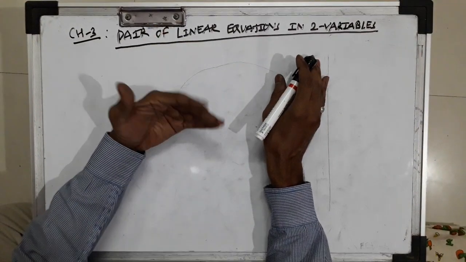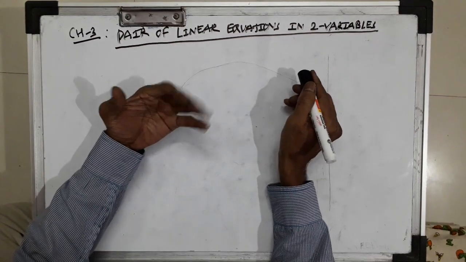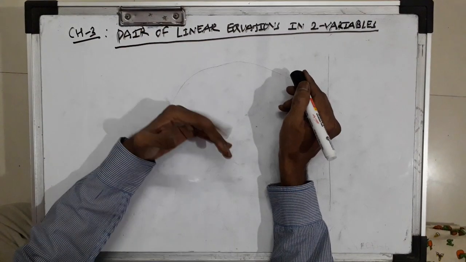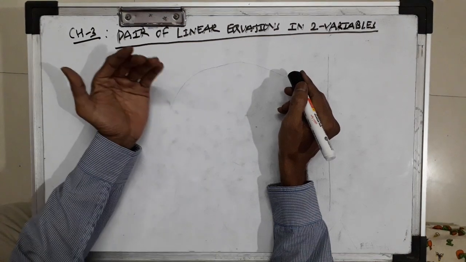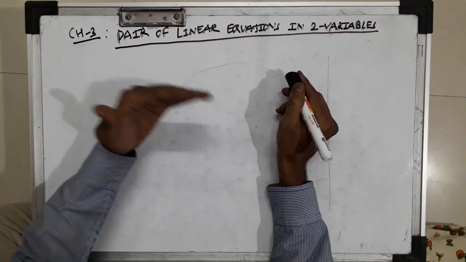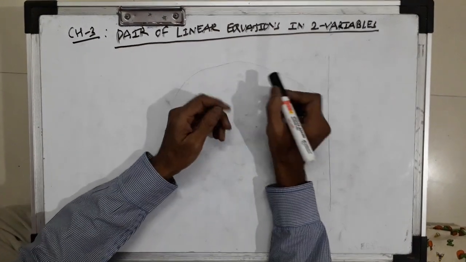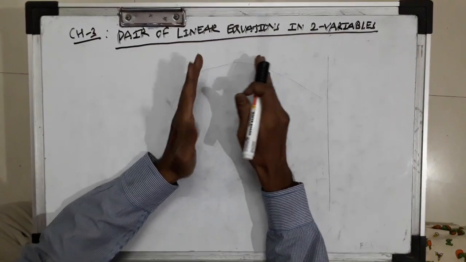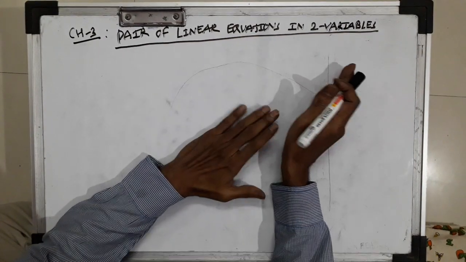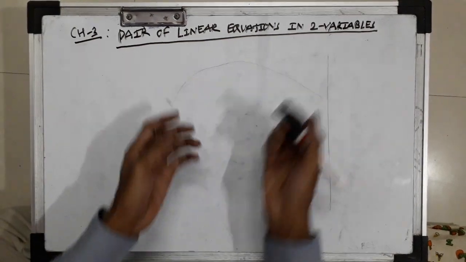Some examples related to integers, ages, area of rectangle, perimeter of rectangle, rows and columns, fractions, numbers, digits. Later we will see some examples based on them one by one. Actually, we are going to start the first exercise after this session. Just we'll take one example.